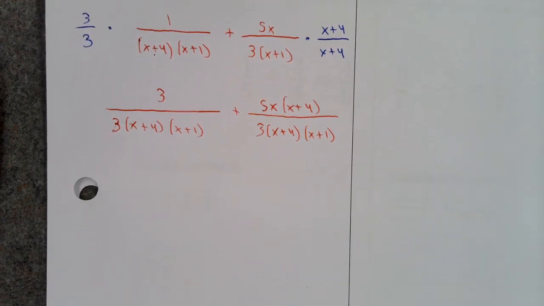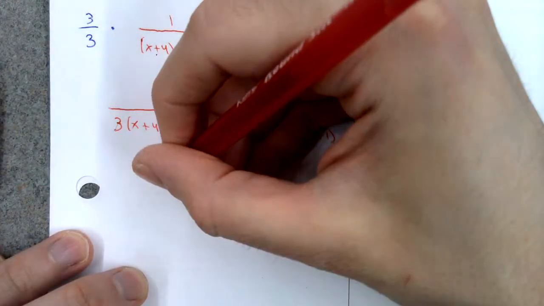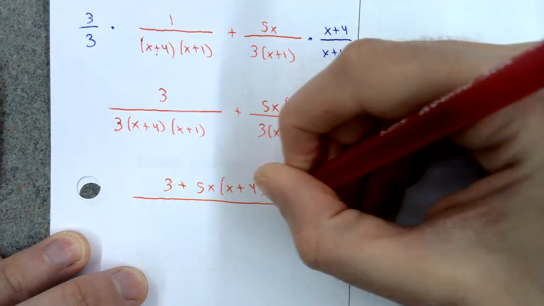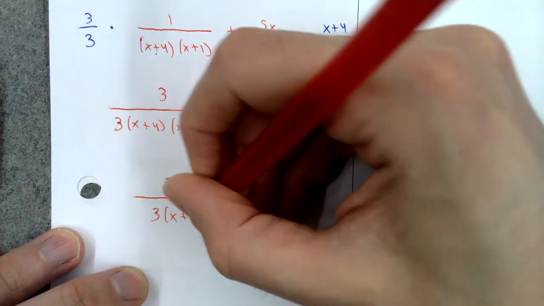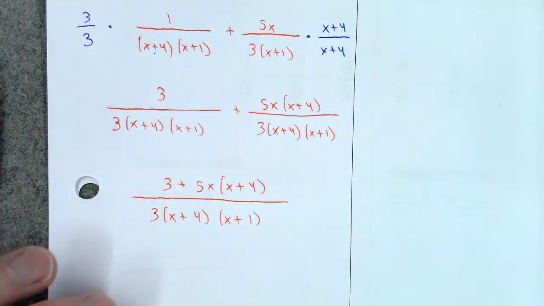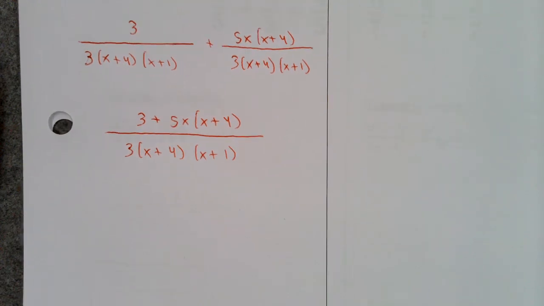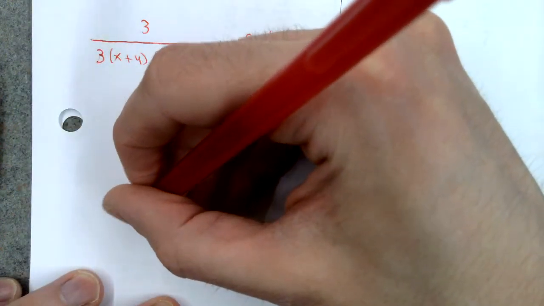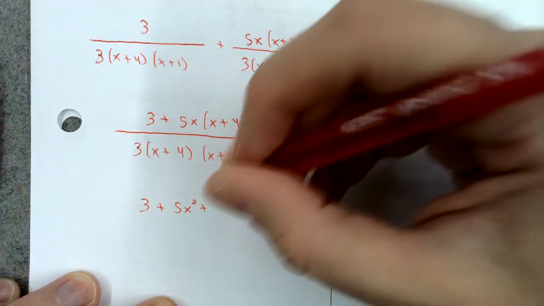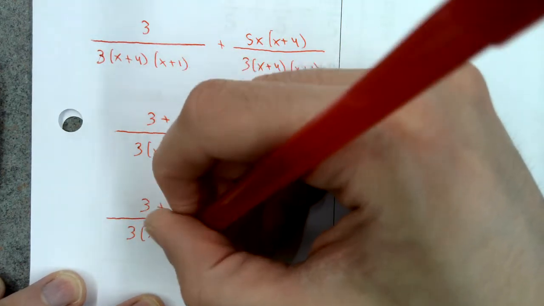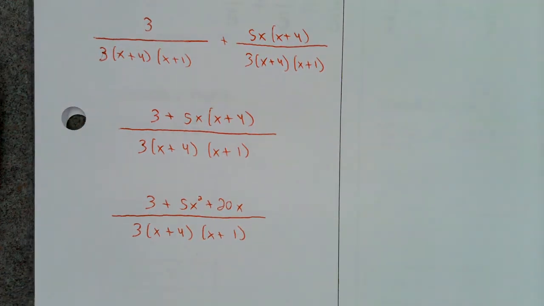Okay, so again, I'm not going to skip any steps, but my numerator is 3 plus 5x times x plus 4, over 3 times x plus 4 times x plus 1. Now, generally speaking, you can leave your denominator like that. I'm going to multiply the numerator out and get that in standard form. So I'll have 3 plus 5x squared plus 20x after I distribute. I'm going to leave the denominator like this because that's normally how these answers are left.